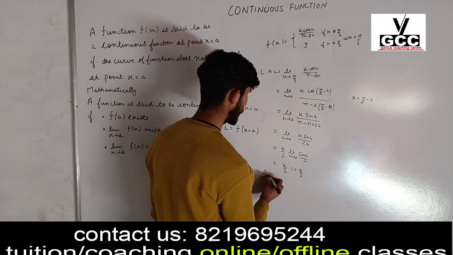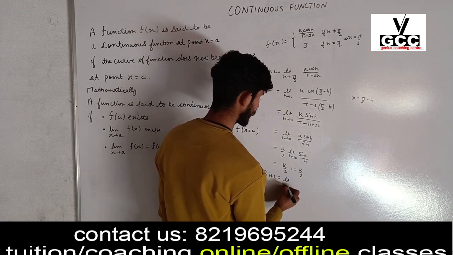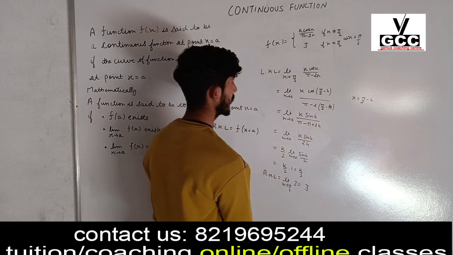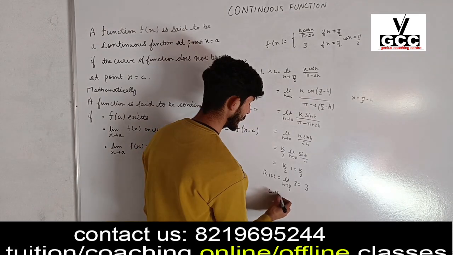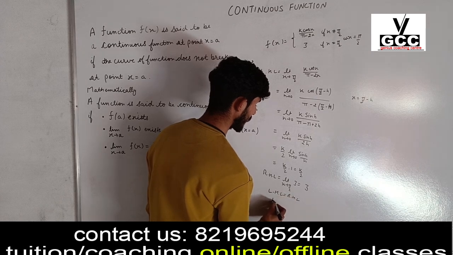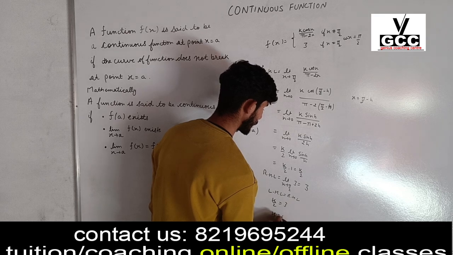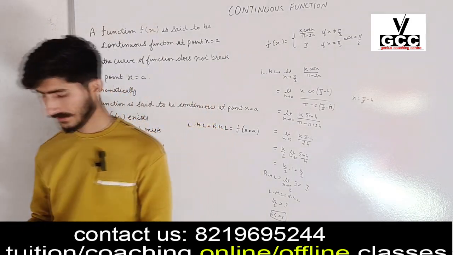Now similarly we can find the right hand limit, that is limit x approaches pi by 2, that is equal to 3. From the definition of a continuous function, left hand limit is equal to right hand limit, that is k by 2 is equal to 3, that is k is equal to 6. So the given value of k is equal to 6.